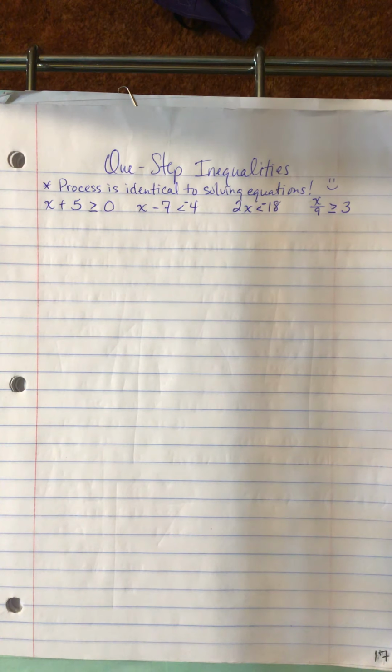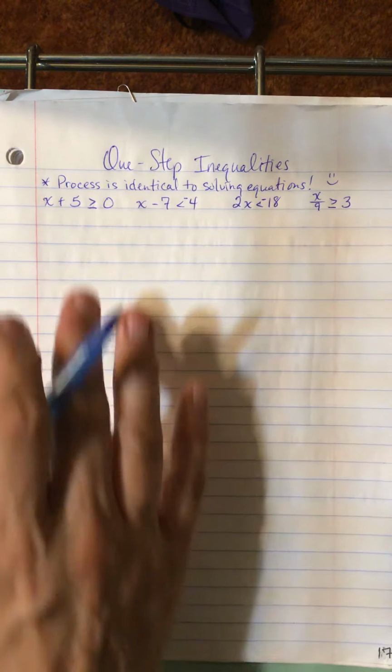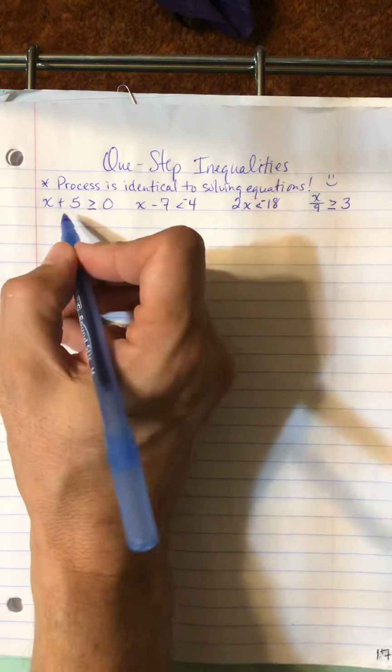Dandy, guys. Today we're going to look at solving some one-step inequalities. You can see our process is going to be identical to solving the equations. We do, however, have a little bit extra to do because of the inequality. And inequality means that it's not balanced. So that's going to indicate that there's more than one possible solution.